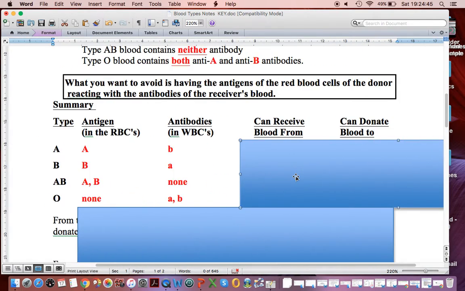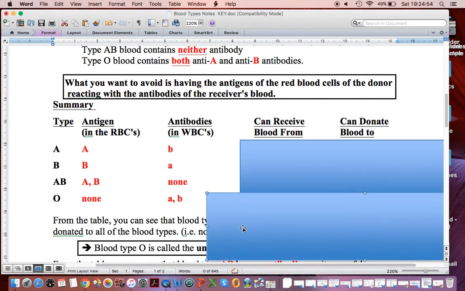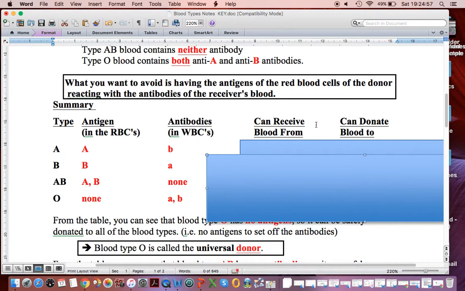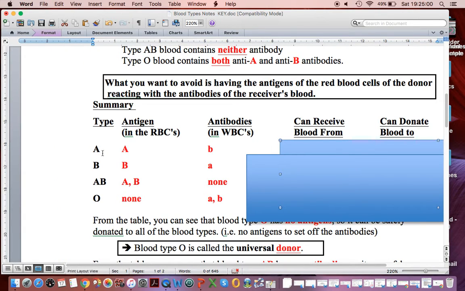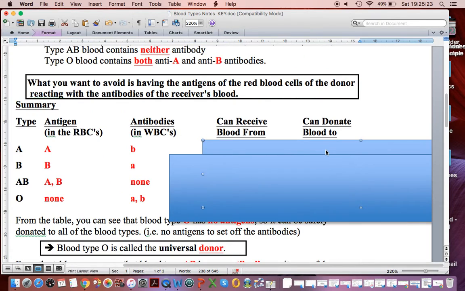So now it says what blood can be received from. So let's slide this over a bit. Slide that up so we can have a good look. So type A can receive blood from... we look at type A blood having B antibodies. So it can receive anything that doesn't have B antigens. So it can receive A and it can receive O. It can't receive B or AB, because those B's would clump together with the B's, that would be agglutination. So we write down A and O.